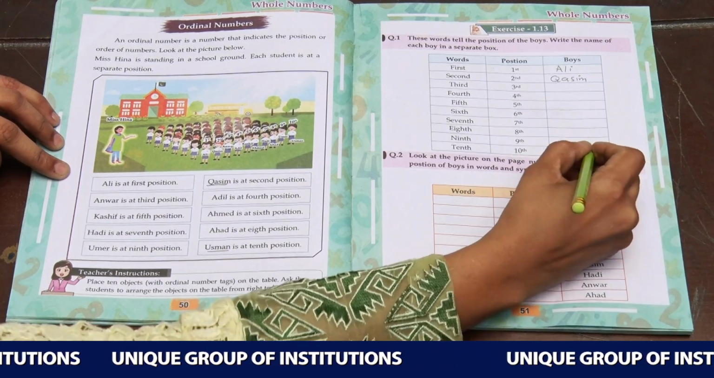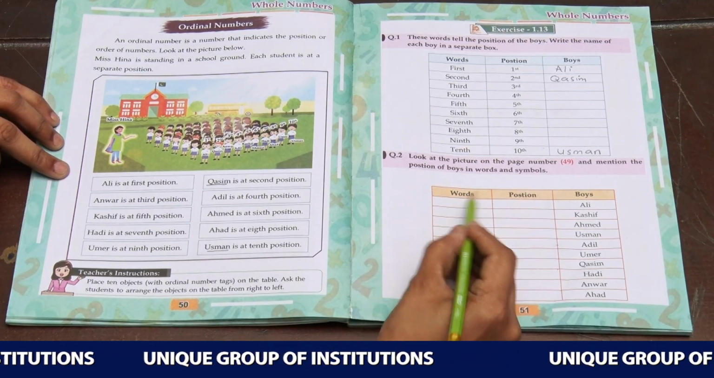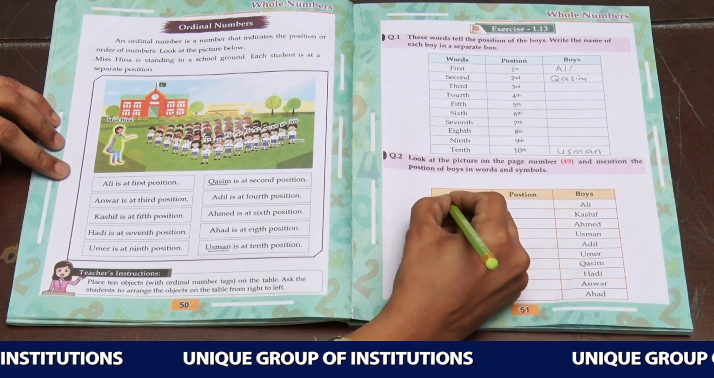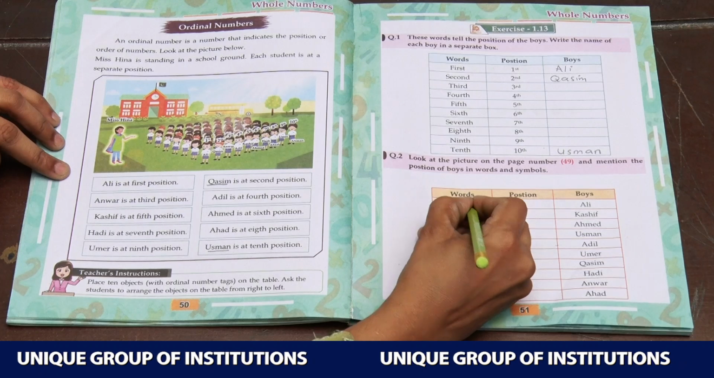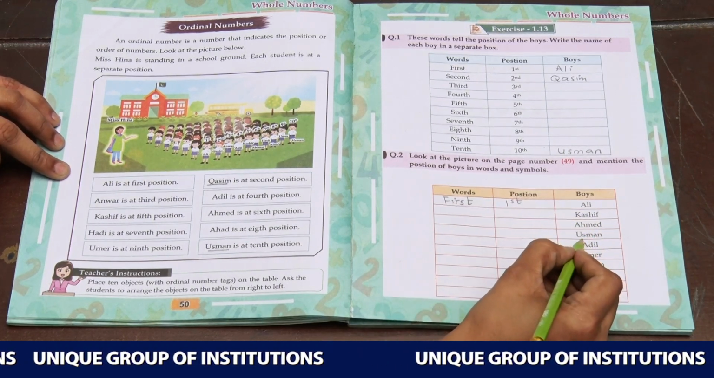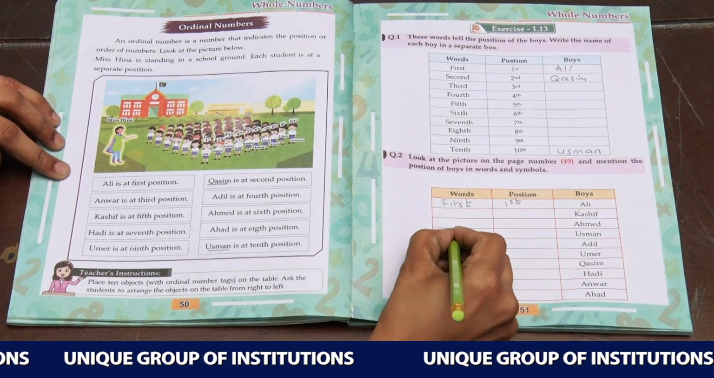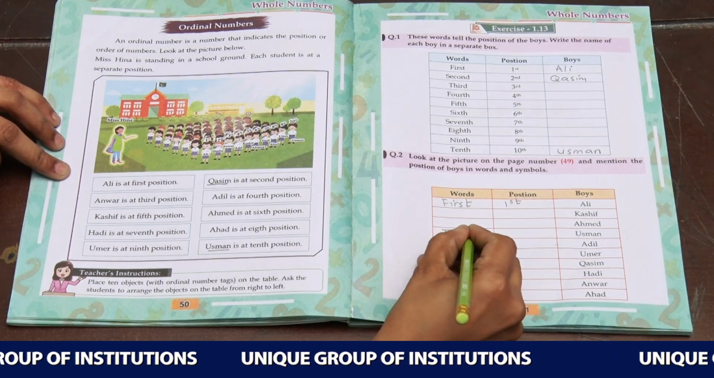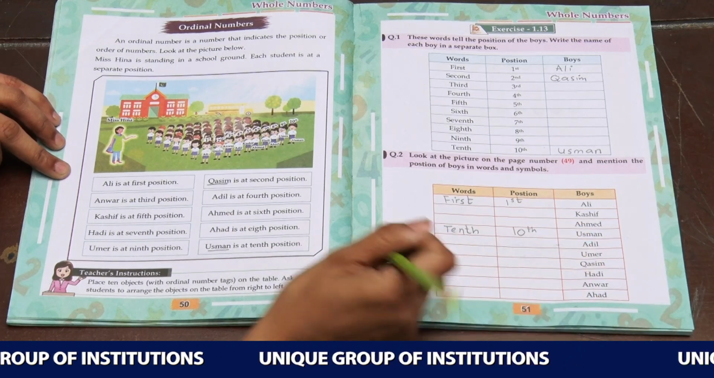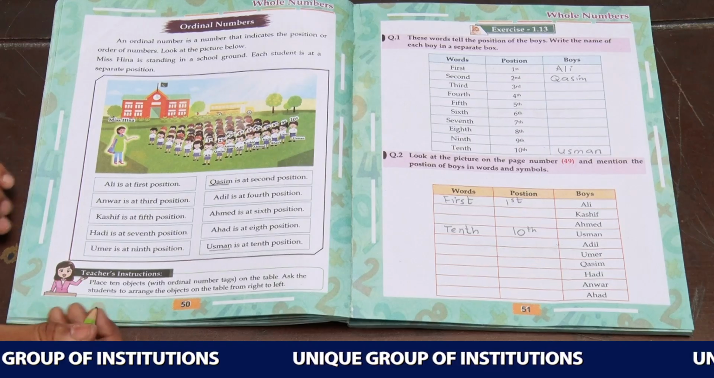So students, practice these ordinal numbers on page number 51 and write the words and the position. Like Ali is at first position, so in words this is F-I-R-S-T, first, and position is first. Usman is at the 10th position, and we will write 10th like this, 10 and th, 10th. So practice these pages from your book, page number 50 and 51. Thank you.